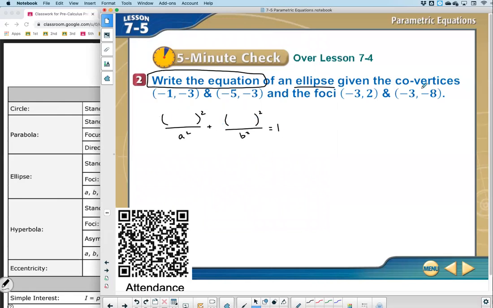So to determine that, we need to know some vocabulary. It's going to say co-vertices. What should we associate co-vertices with? It's either 2a, 2b, or 2c.